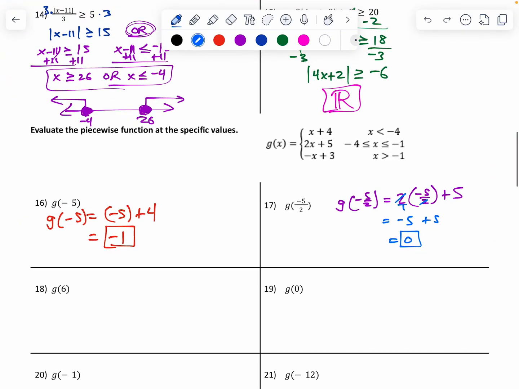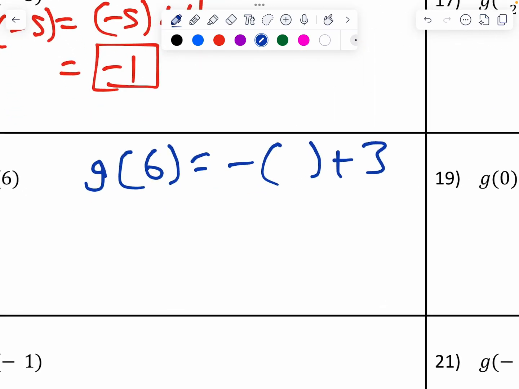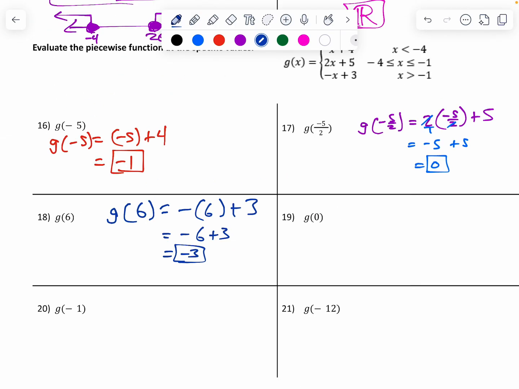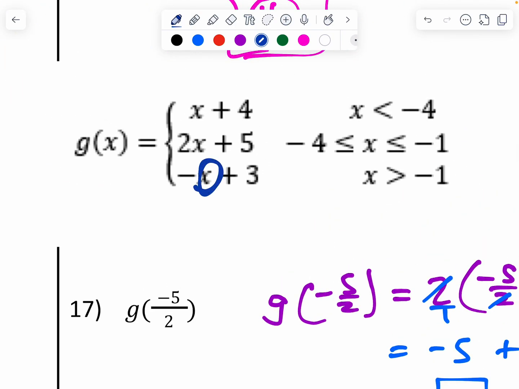And so the next one, number 18, g of 6, is greater than -1. So that's going to be the bottom one. So g of 6 equals negative blank plus 3. And notice how I put that negative outside of the parentheses, and then you put in 6. So that's -6 plus 3, which is -3. Make sure we understand that negative is separate from the x here. Right here, you're just plugging in for x. That negative is a different part of it.